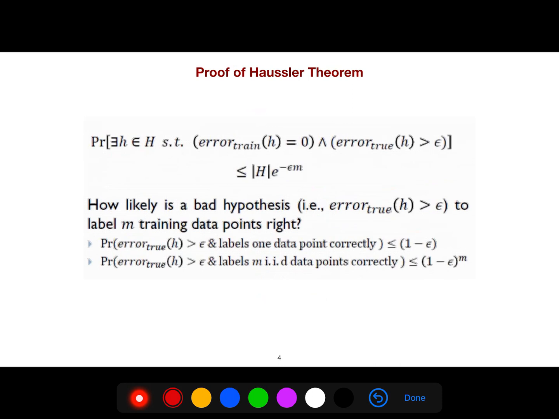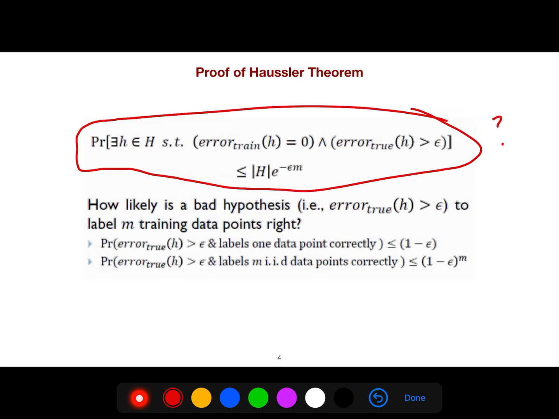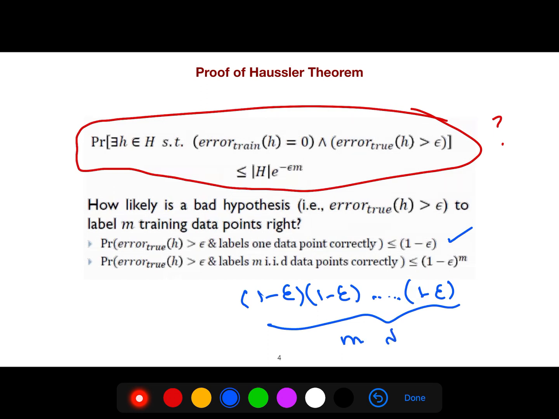So the proof is like this. We want to prove this. How likely is a bad hypothesis to label m training data points right? The probability of error should be greater than epsilon, and it labels one data point correctly with probability less than 1 minus epsilon. It's like an inductive proof. Because they are independent, one data point has 1 minus epsilon, the other data point 1 minus epsilon, and how many data points do you have? We have m data points. That's why it is upper bounded by (1 minus epsilon) to the m.